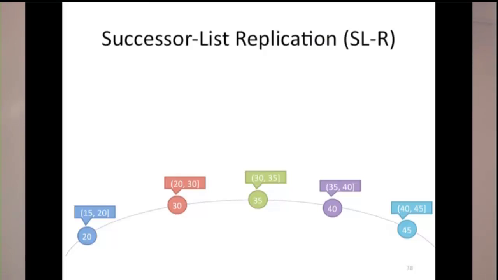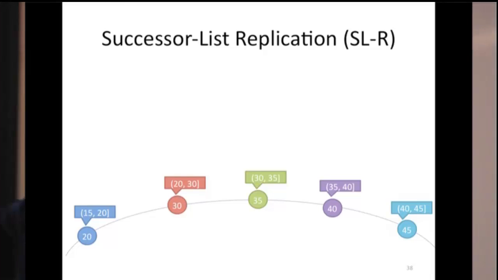Right. So in ring overlays, we were talking about replication. There are various ways of doing replication. For overlays, one of the most commonly used replication schemes was proposed by the Chord authors and is widely used. It is called Successor-List replication. And this is what we use in our system as well.